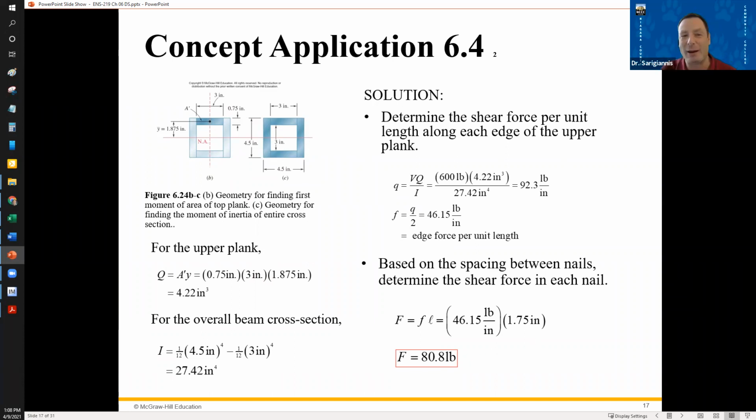So remember, that's Q for that part. And this part is in contact on two sides with the rest of the components. And then the overall beam cross section is basically this, it's two squares. You've got the outer square, so 1/12, 4.5 inches to the fourth. They're squares, so it's 4.5 inches to the fourth. Base and height are the same.